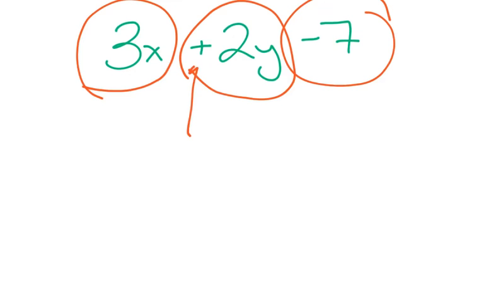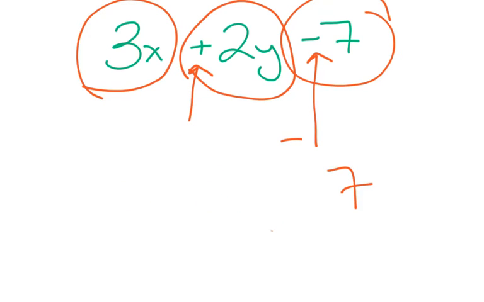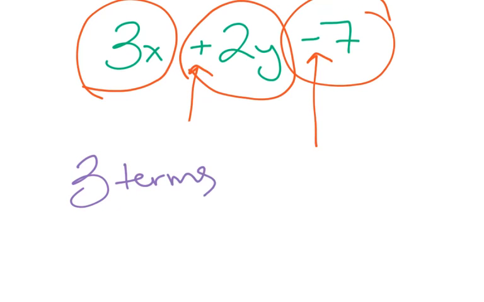Notice that I included every operation symbol. There's nothing left out. It's not like I said 3x and 2y and 7 and I left out my operations. They're included when I circle my terms. That is because we need to carry those symbols with us, the minus and the plus symbols, when we start combining like terms. So here, if I asked you how many terms there are, 3 terms in this expression. 3x is one of them, positive 2y is one of them, and negative 7 is the third one.